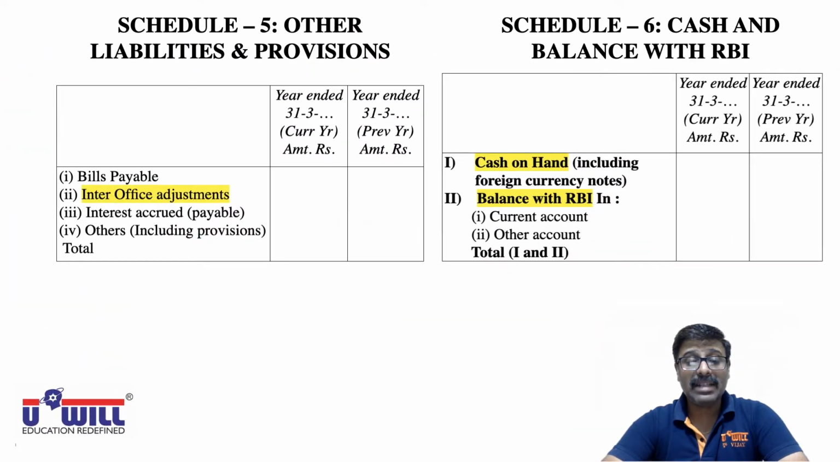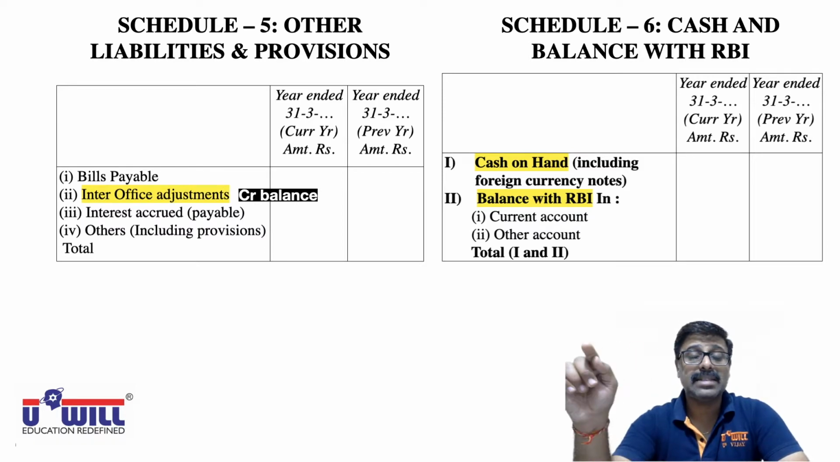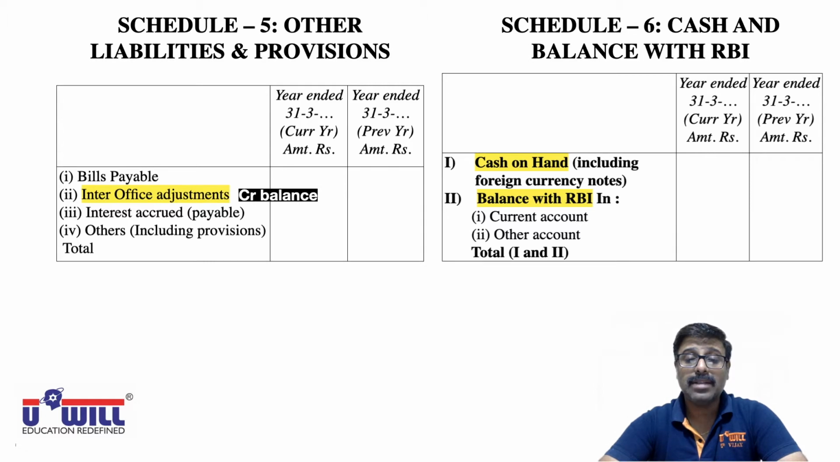Then Schedule 5, other liabilities and provisions, will have bills payable and inter-office adjustments. In inter-office adjustments, all of you write in bracket credit balance. Because if the same inter-office adjustment has a debit balance, it will come in other assets. Debit balances come in assets and credit balances come in liabilities. So if inter-office adjustment has a credit balance, you'll write it in Schedule 5, other liabilities and provisions. And if it has a debit balance, you'll write it in other assets.